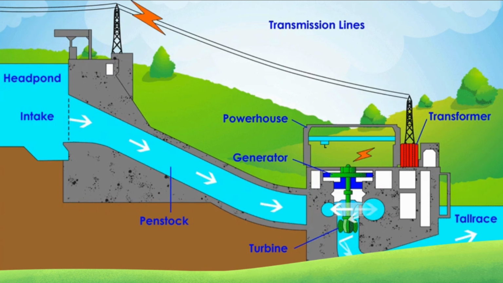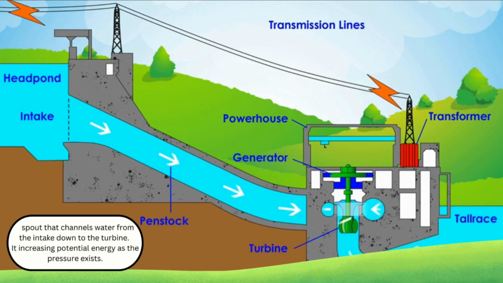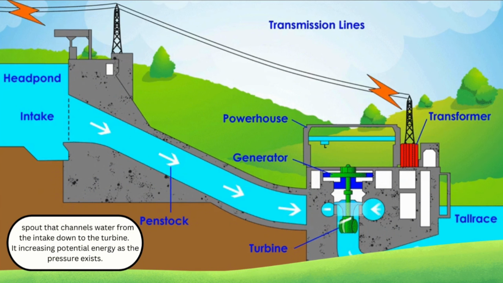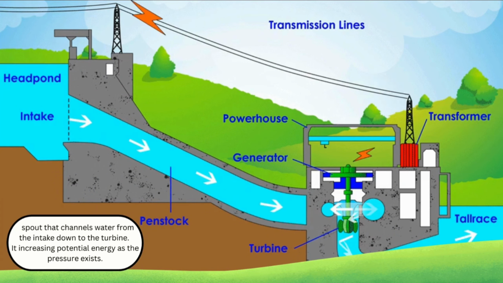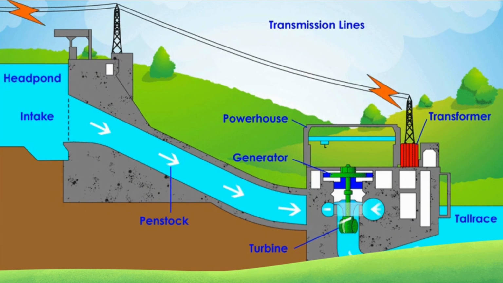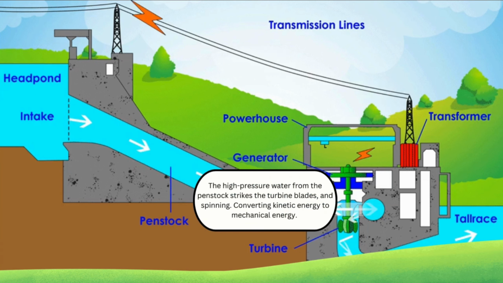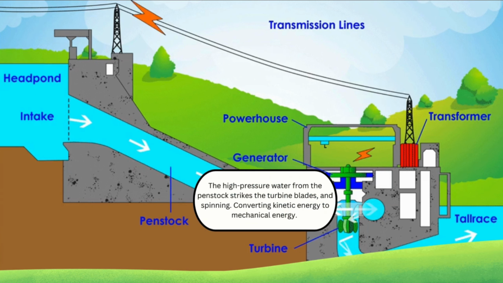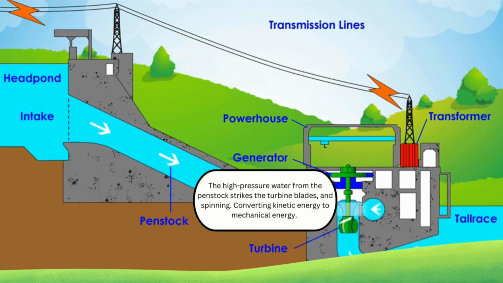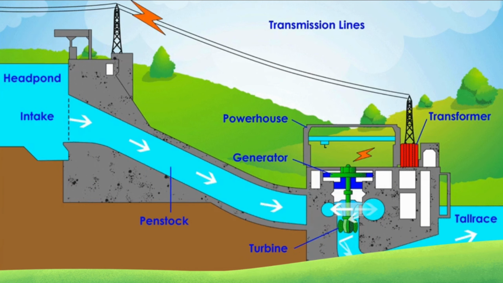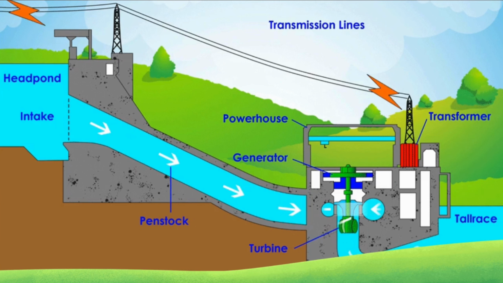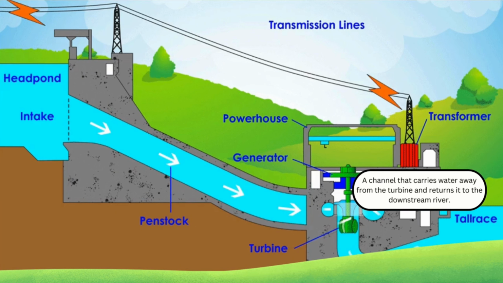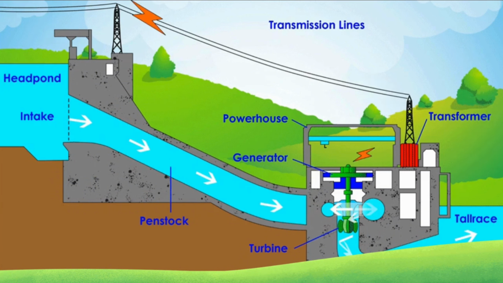Then, the water flows to the penstock, a spout that channels water from the intake down to the turbine. It increases the potential energy as the pressure rises. The next part is the turbine, where the high pressure water from the penstock strikes the turbine blades, causing it to spin. Here, kinetic energy is converted to mechanical energy. Tail race, a channel that carries water away from the turbine and returns it to the downstream river.